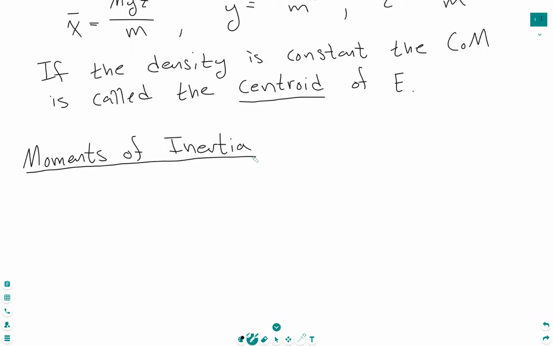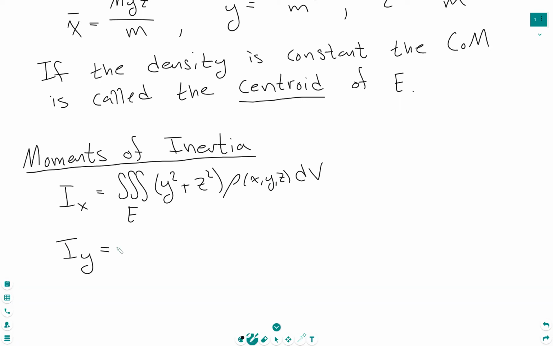So in this case, because these are talking about rotation, these are about axes rather than around planes. So we define the moment of inertia across the x-axis as the triple integral over the region E of the distance from that x-axis, which is y squared plus z squared, times our density, dV.